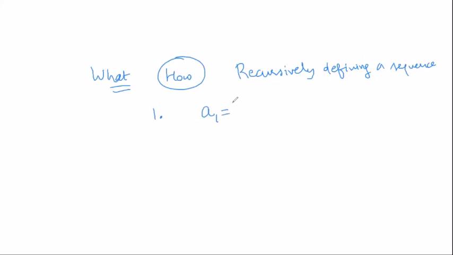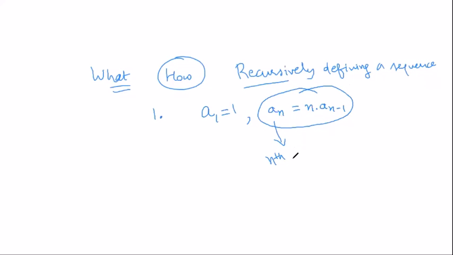For example, you have a1 is 1 and an is n into a(n minus 1), right? When you define a sequence recursively using these kinds of formulas, that is called a recursive definition. That means the nth term of the sequence is defined in terms of the previous terms. Previous means the (n minus 1)th term, or it can be even more than that. It can also be in terms of the previous 2 terms or previous 3 terms. So this is what we mean by recursive definition, that a particular term is defined in terms of the previous terms. Whatever the formula is depends upon the particular sequence we are working on.